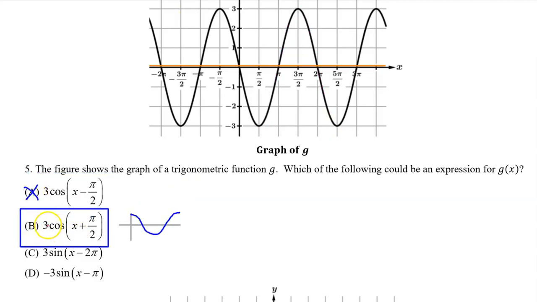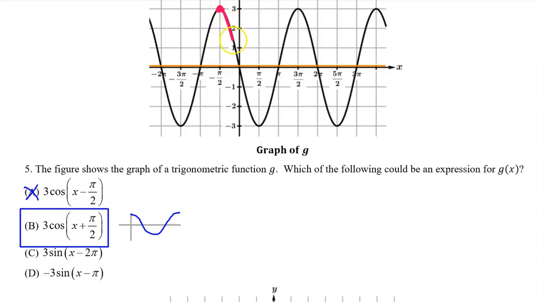Function b is another right side up cosine function with a positive a value. So the first period should look like this. This time the c value is positive pi over 2. Therefore, the phase shift is negative pi over 2. That means the first period of function b will start right here at negative pi over 2.